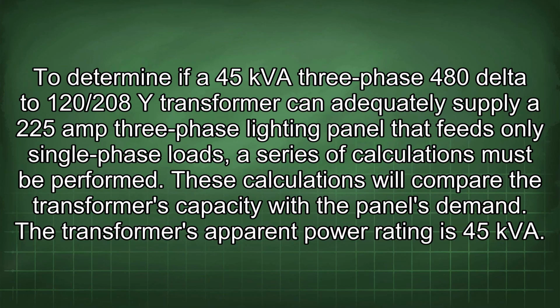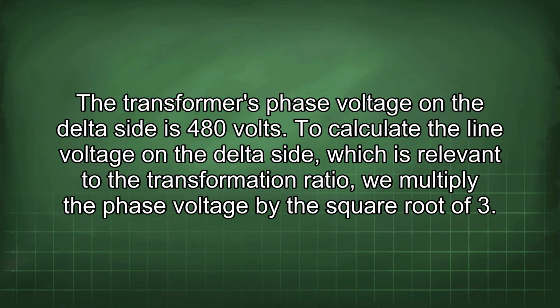To determine if a 45 kVA 3-phase 480 delta to 120/208Y transformer can adequately supply a 225 amp 3-phase lighting panel that feeds only single-phase loads, a series of calculations must be performed. These calculations will compare the transformer's capacity with the panel's demand. The transformer's apparent power rating is 45 kVA. The transformer's phase voltage on the delta side is 480 volts.